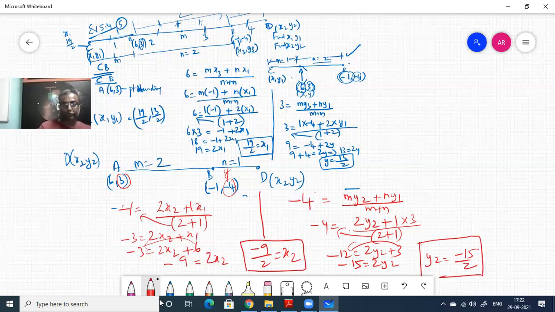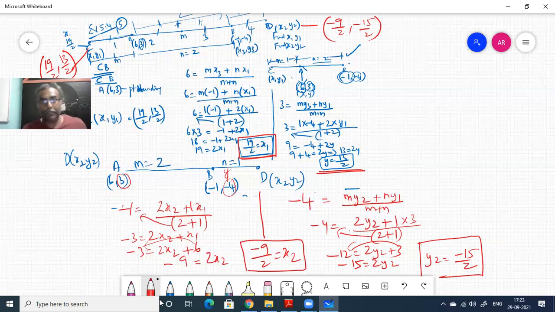Okay. So x2, y2, this point is equal to minus 9 by 2 comma minus 15 by 2, and the first point is x equal to 19 by 2 comma y equal to 13 by 2. Okay, so this is where you answer the thing. 19 by 2 comma 13 by 2, and minus 9 by 2 comma minus 15 by 2.